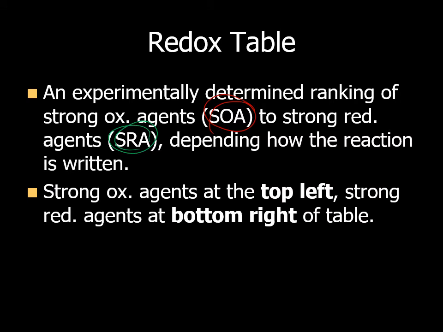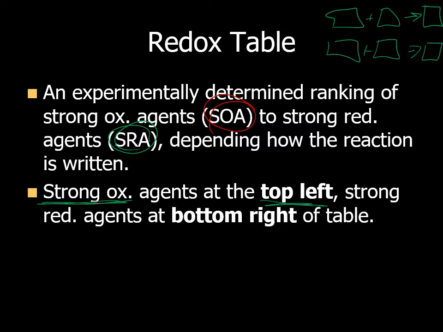So strong oxidizing agents, we're going to rank these, and we're going to write out these half reactions. We're going to stick to using strong oxidizing agents, and we're going to put them at the top left. So we're going to build a table, and so we'll have reactions, so something plus something goes to form something, and we're going to put them into a list, and so we'll have a series of reactions. And what we're going to do is put our strong oxidizing agent at the top left.